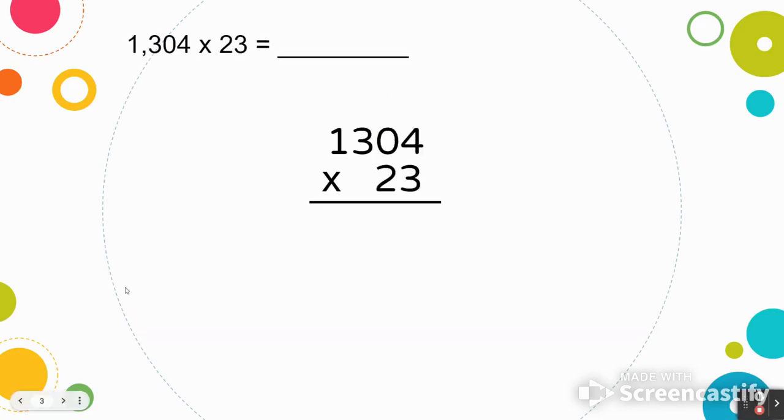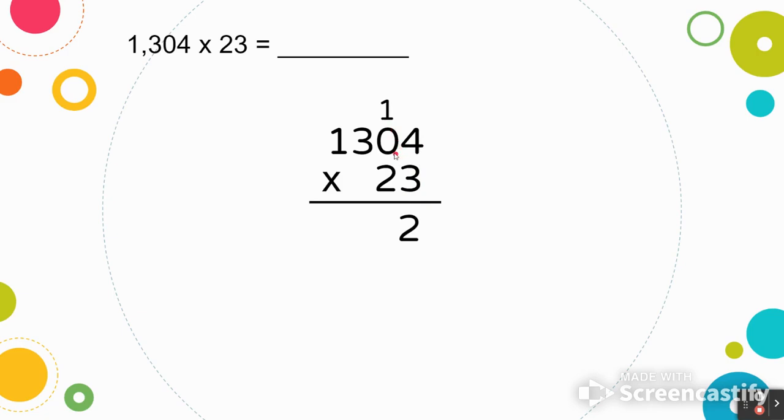Next, let's multiply 1,304 times 23. We'll start by multiplying 1,304 times the 3, since the 3 is in the ones place. We'll multiply this 3 by the 4, since the 4 is in the ones place. 3 times 4 is 12, so we're going to put a 2 down here in the ones place, regroup the 1 to the tens place.